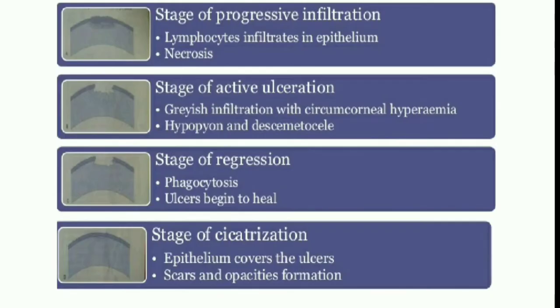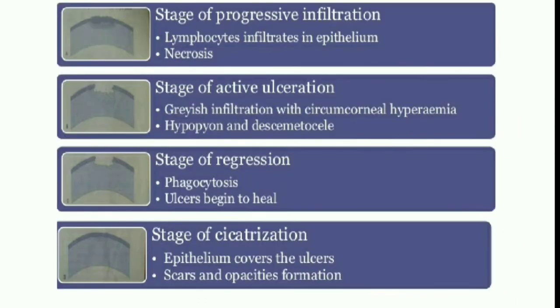In the second stage you can see the epithelium is projecting, but later in the third stage, the stage of healing and regression, the epithelium is starting to grow. And the epithelium forms in the fourth stage, the stage of cicatrization. Here you can see that the epithelium has formed, and below that the fibrous tissue has formed by the corneal fibroblasts, so the healing will continue.